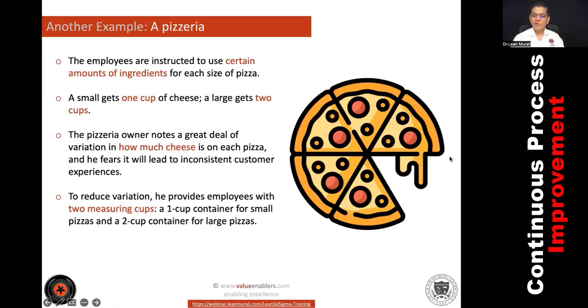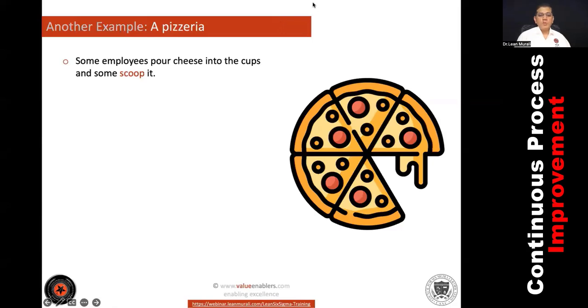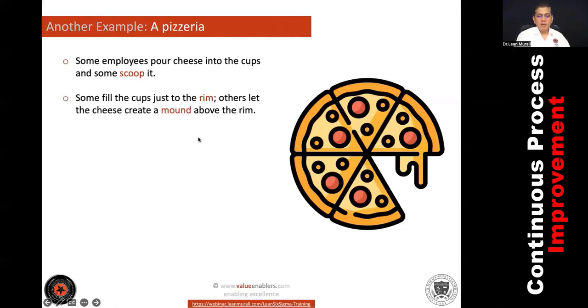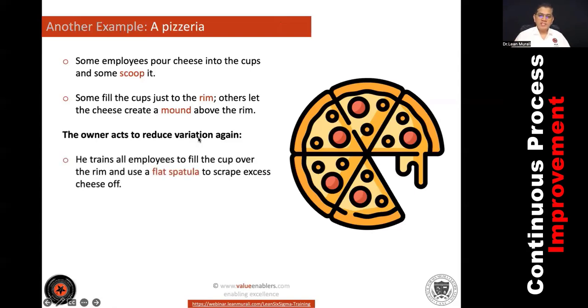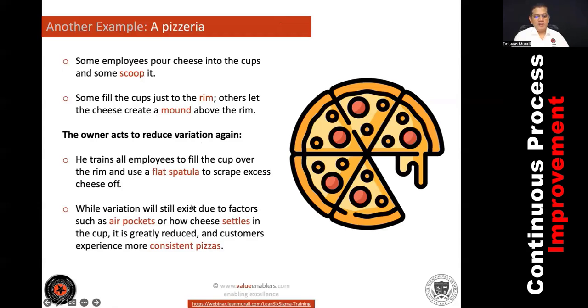Automate is saying that's also good. So the variation is reduced, but still it is present. So some employees pour the cheese into the cup and some scoop it. Some fill just to the rim and others create a mound above the rim. So the owner acts to reduce the variation again. He trains people to use a flat spatula to scrape the excess cheese off the cup. So you have to fill the cup and then scrape off the excess with the spatula.